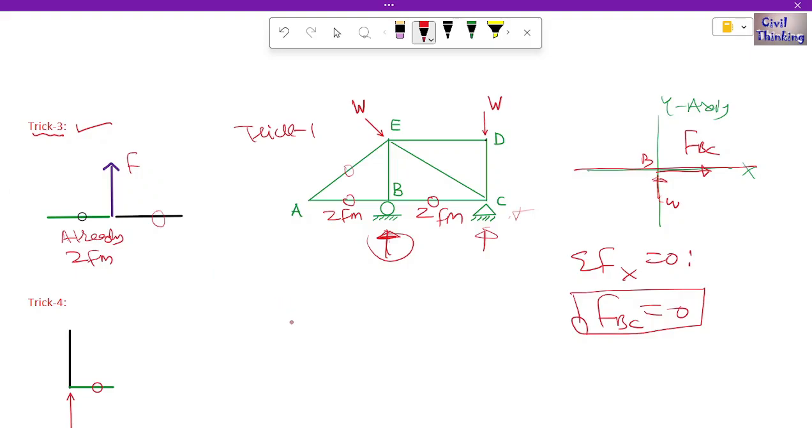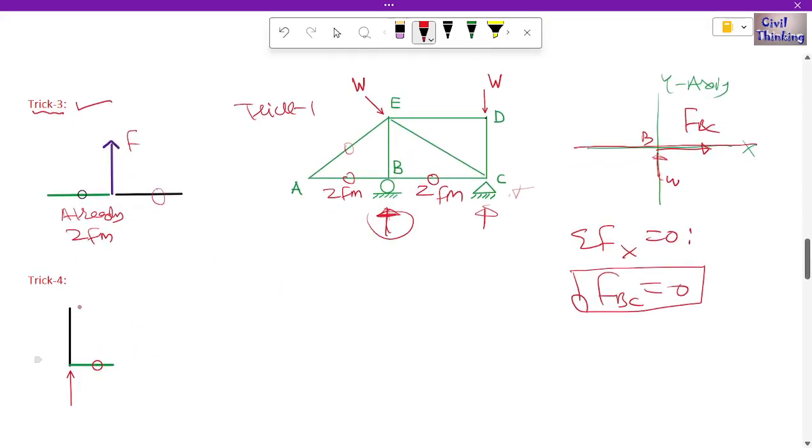Now let us prove our trick 4. This is our trick 4.